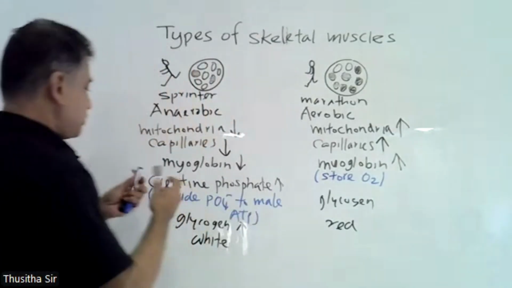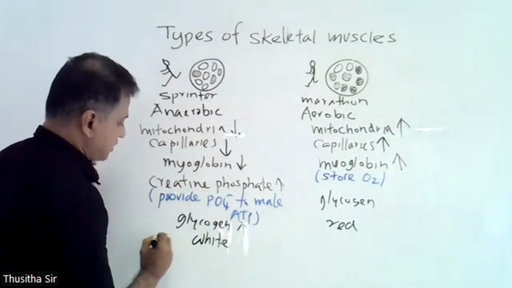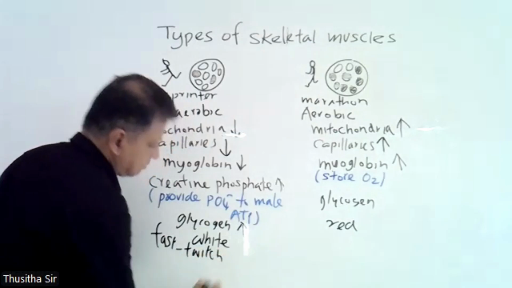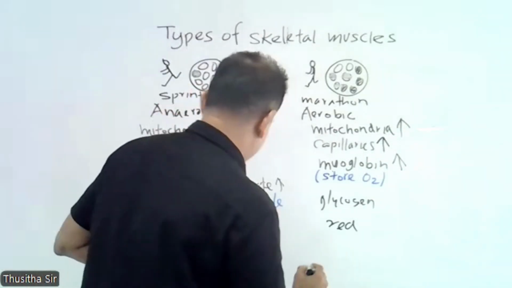So they are called fast twitch and slow twitch. These muscles are called fast twitch. And slow twitch.